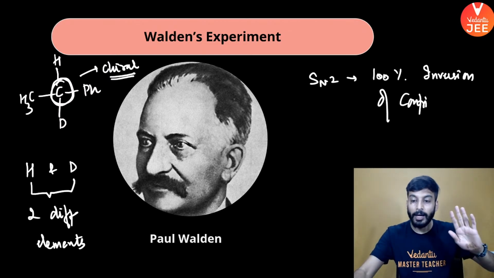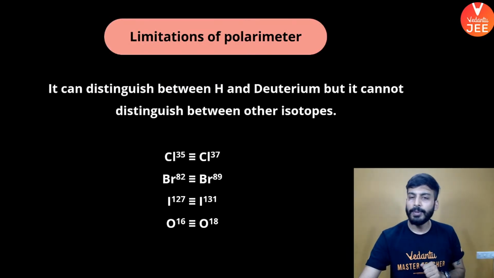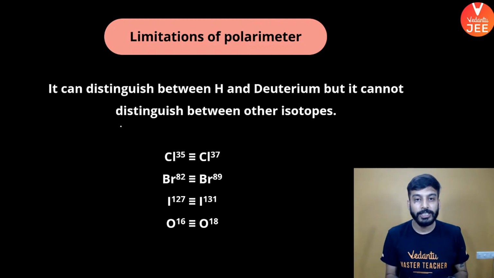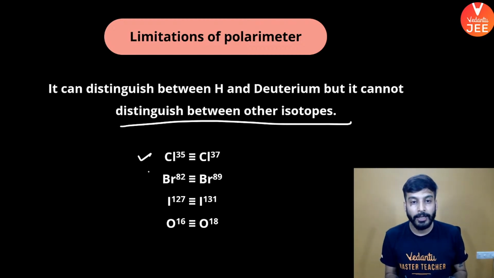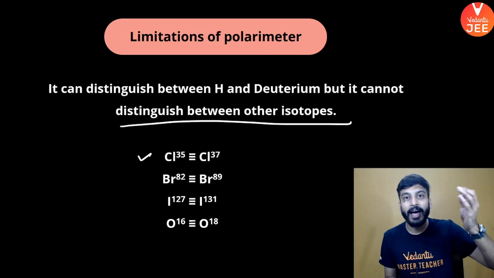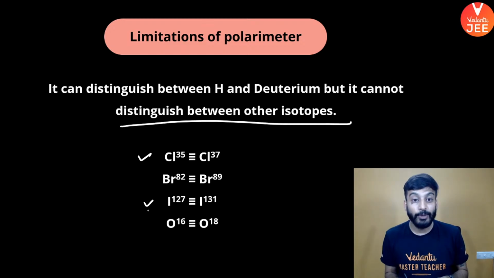Point number one. But there is a limitation. Limitation is what? It can't distinguish other isotopes, like chlorine 35, 37. It considers chlorine 35 and 37 as the same. Iodine 127 and iodine 131. Achha, I would also like to report iodine 131 is radioactive.